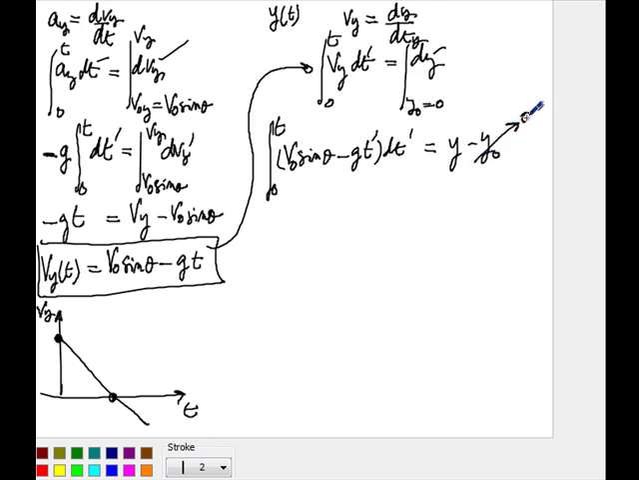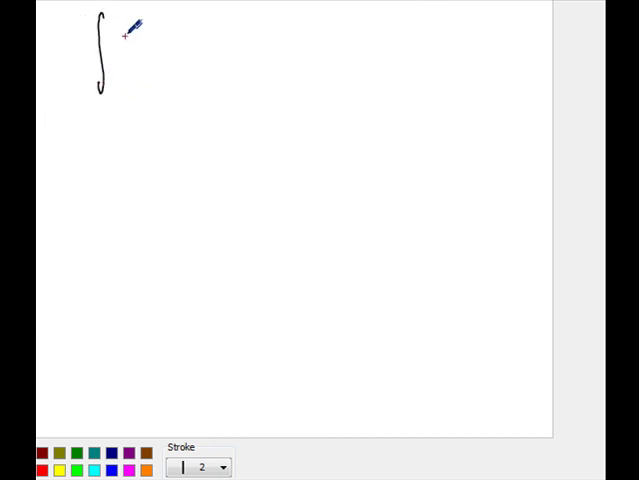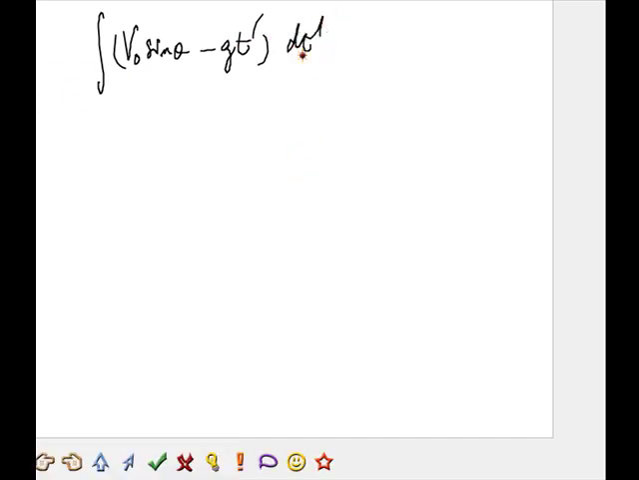Now the right hand side looks a little bit messy at first, but when you think about it, it's actually not too bad. Let's rewrite it here. We have to integrate v naught sine theta minus gt prime dt prime. Remember, t prime is your dummy variable. That's the only thing you care about. So as you look at the functional form of what you need to integrate, that's your variable. The rest, as far as this variable is concerned, are just constants.